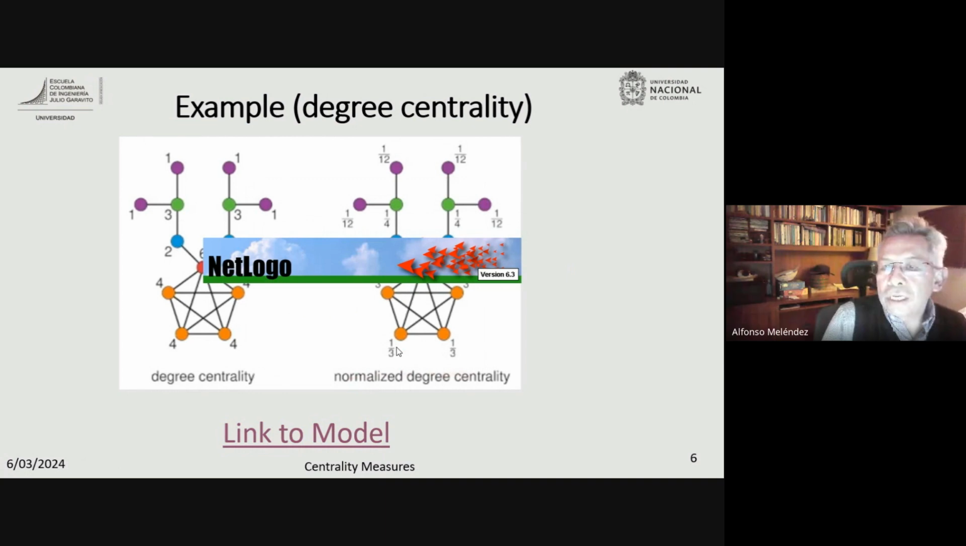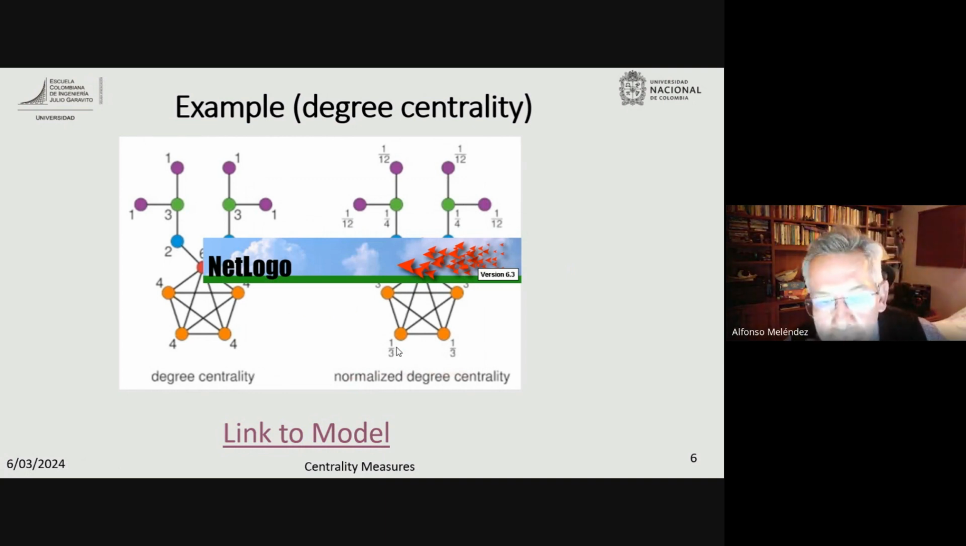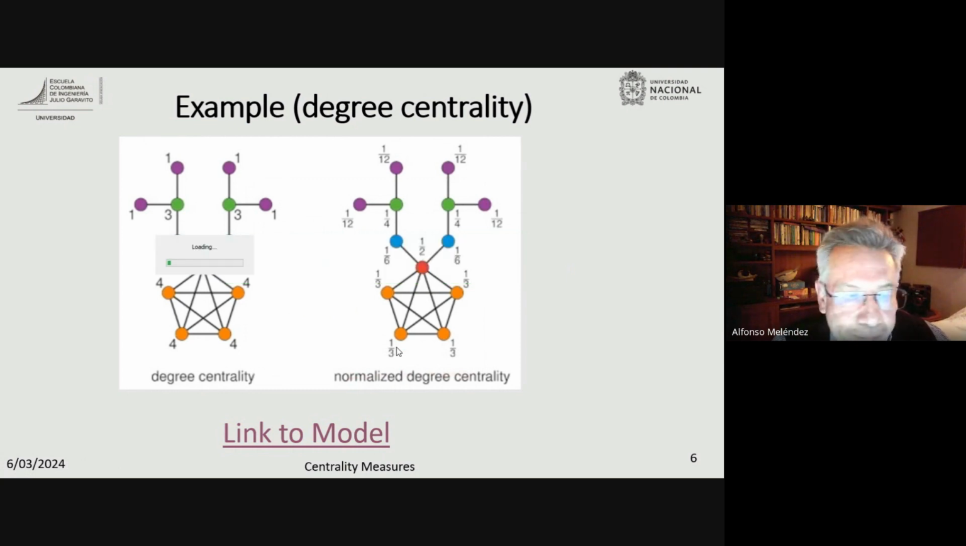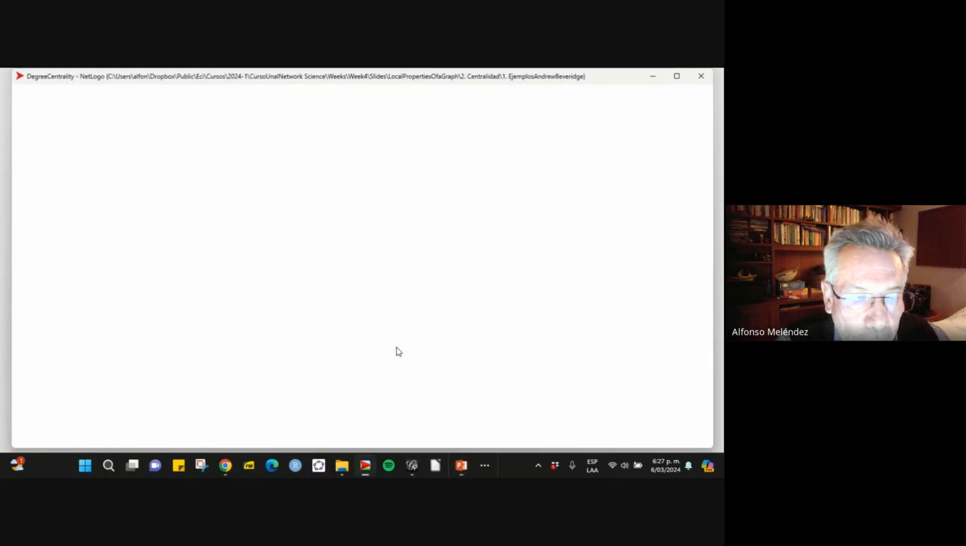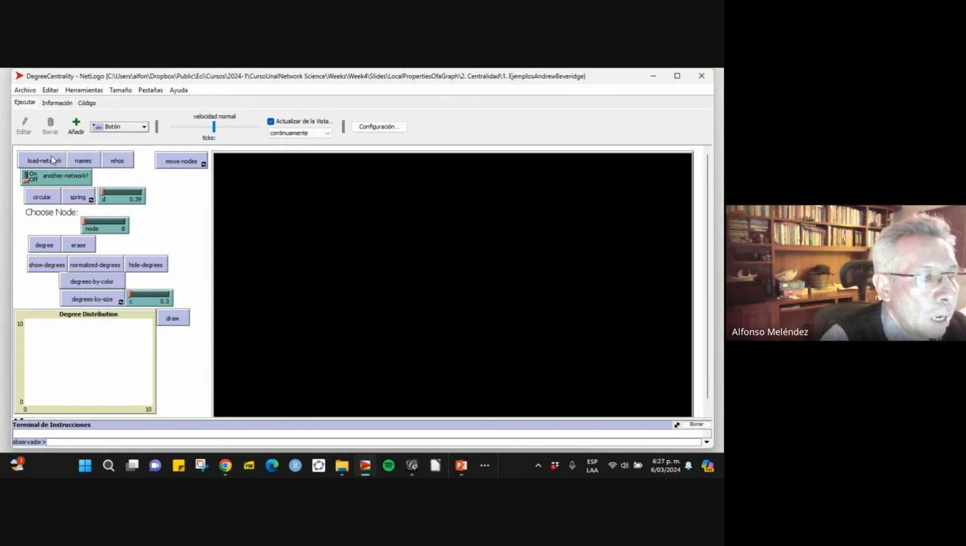Okay, we're going to see a simple model in NetLogo of this concept.